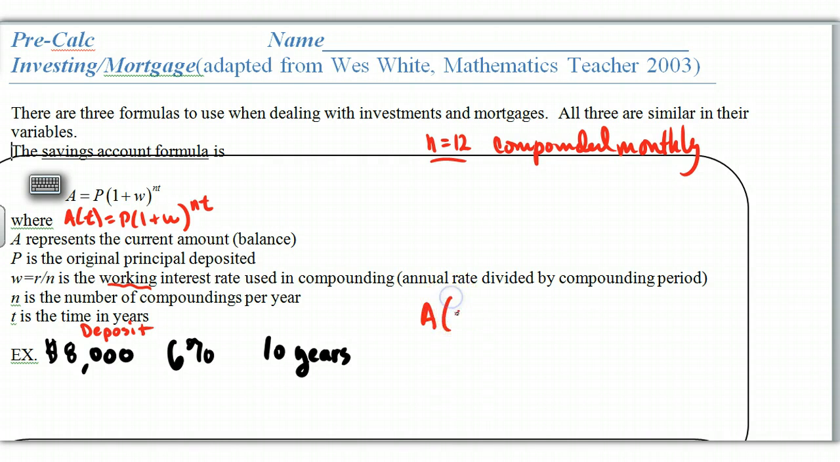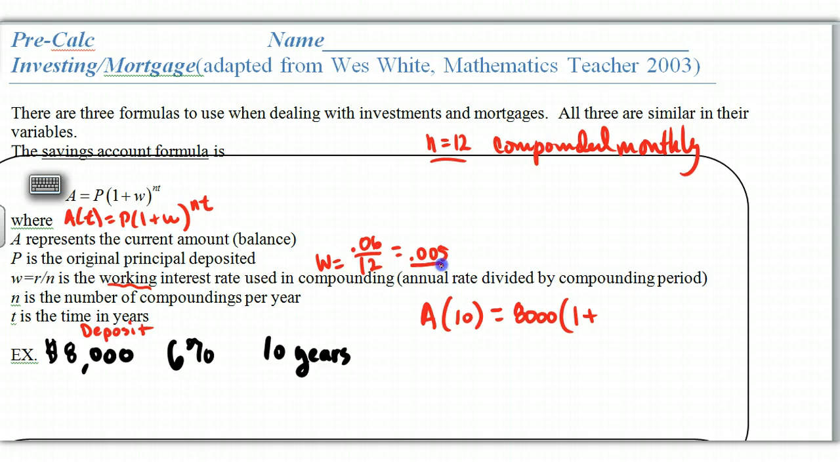So my amount after 10 years, I'm just using this formula here, and it's not A times 10, it's A of 10. This is your amount after 10 years, equal to the principal, which is 8,000, times 1 plus my working interest rate. The working interest rate would be my 6%, and I don't use the percent value. I'm going to use 0.06 by moving the decimal place over, and I'm going to divide by 12. That would give me a 0.005 working interest rate.